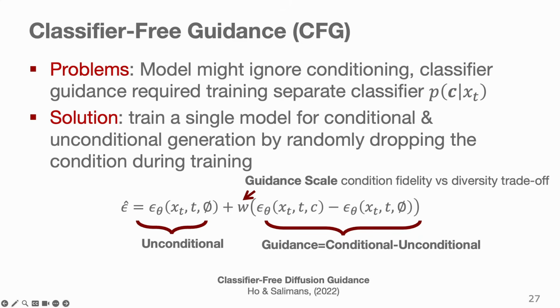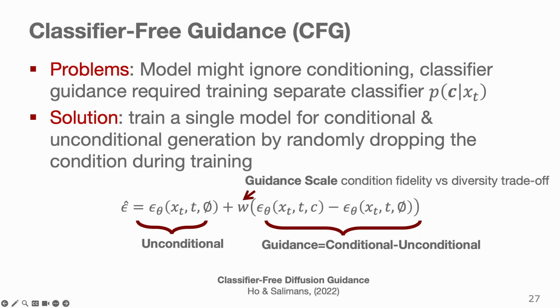In the literature, the first solution to this was classifier guidance, which required training a separate classifier, like P of condition given X, at every noise level, which is quite expensive. There is nowadays a different trick that's usually more popular called classifier-free guidance, which solves this with a more elegant trick. During training, what they propose is that they randomly drop the condition information with some probability, replacing the condition with, let's say, a null token or something.